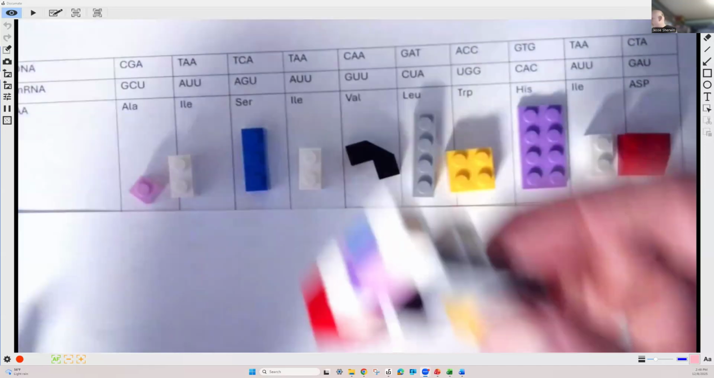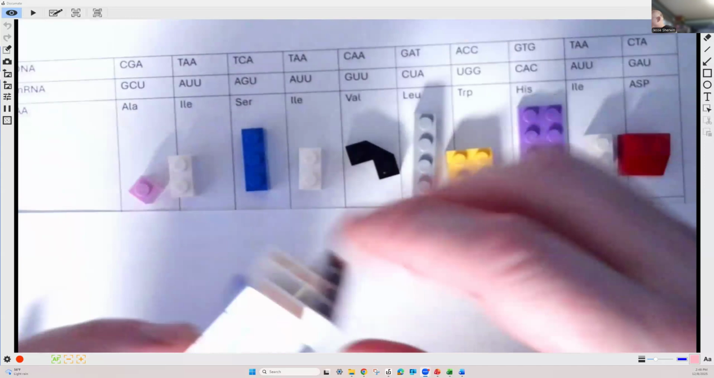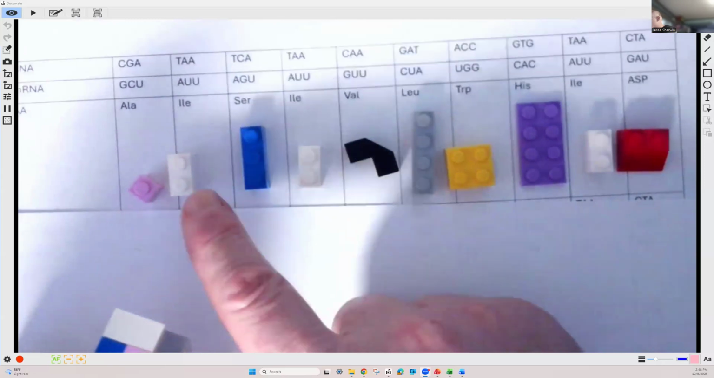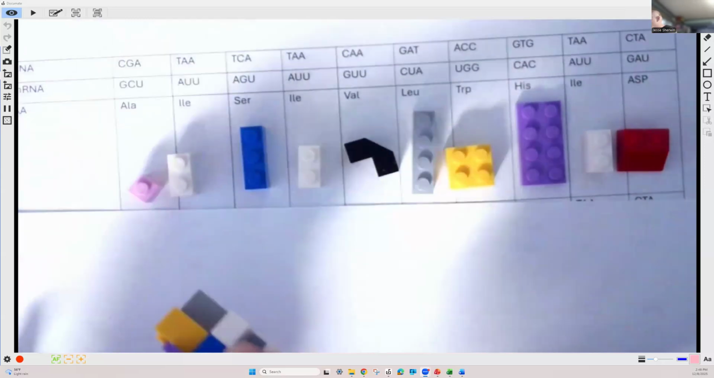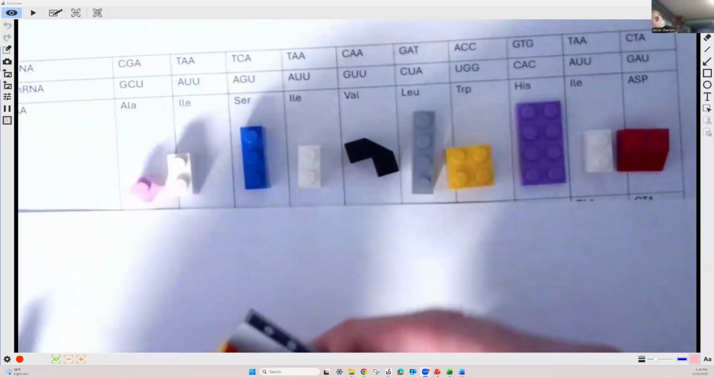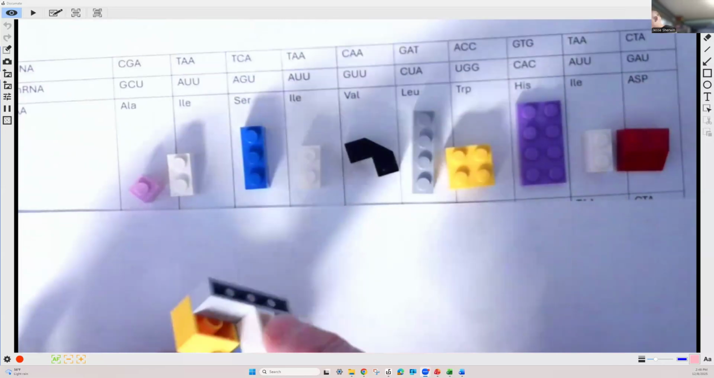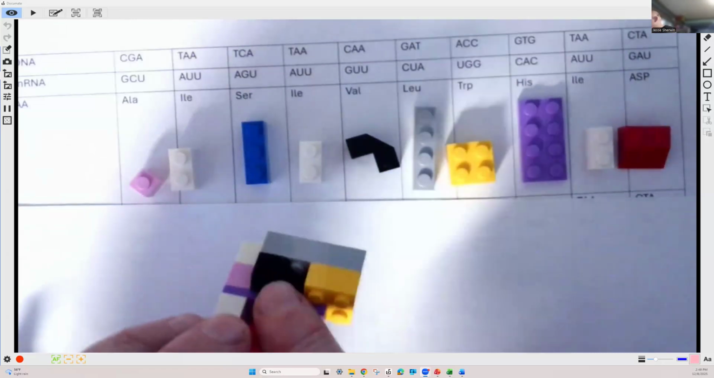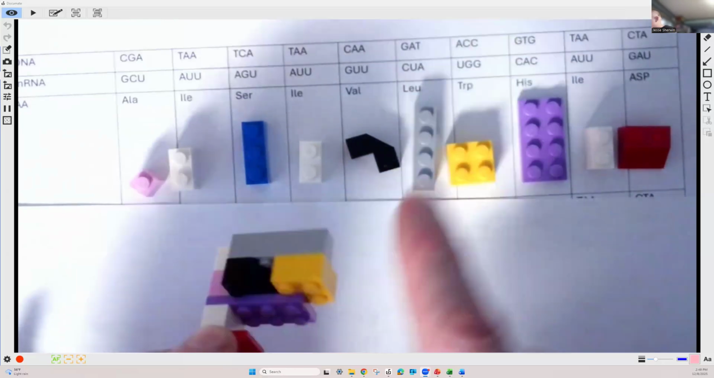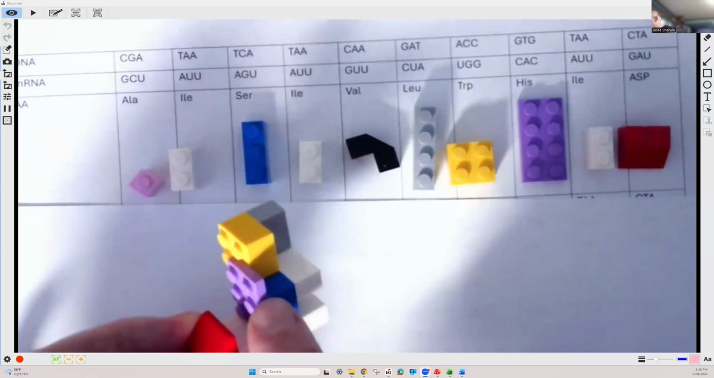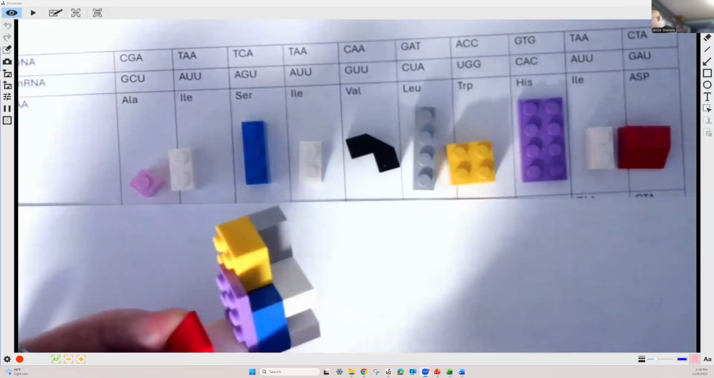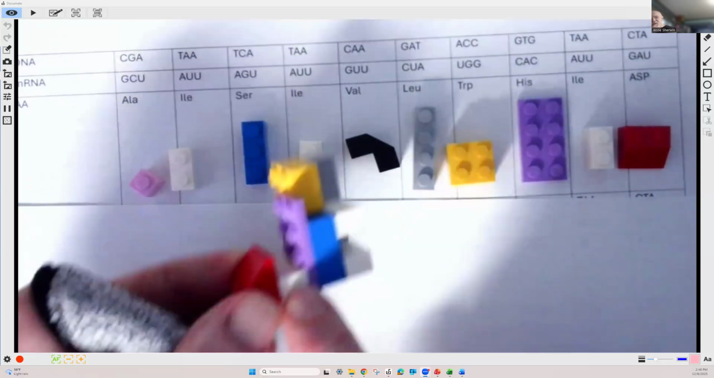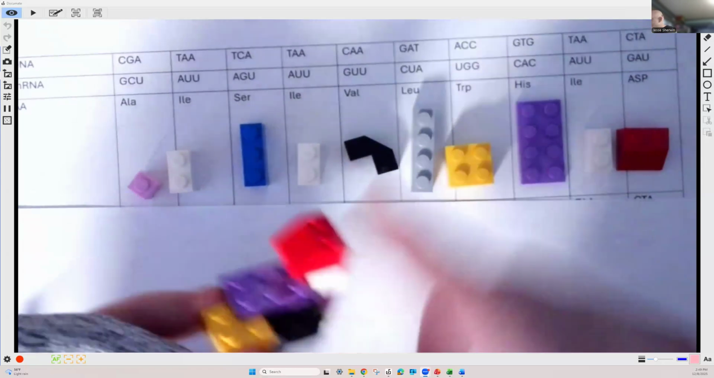Here's the protein that we made. I'm not going to have time to build it in class, but we have the first one, there is our alanine. And this connected straight to the isoleucine, which connected straight to the serine, which connected to another isoleucine, which connected to our valine right there. And that valine connected to the leucine, connected to the tryptophan, connected to the histidine. The histidine connected to the isoleucine, and now the isoleucine connected to the aspartate. And so this is the protein that was made.